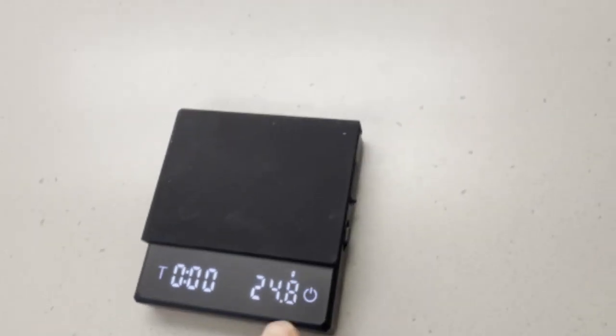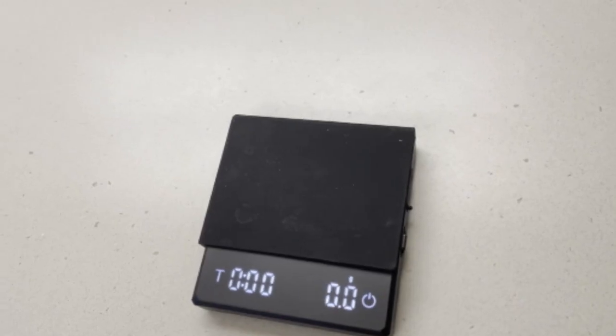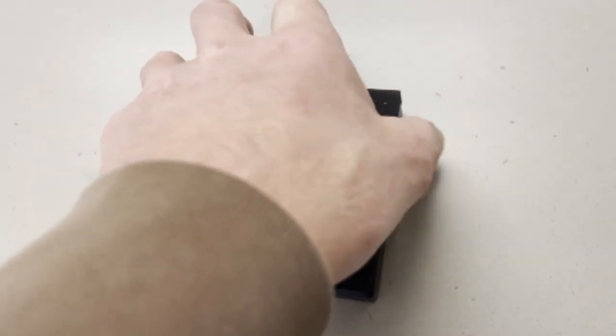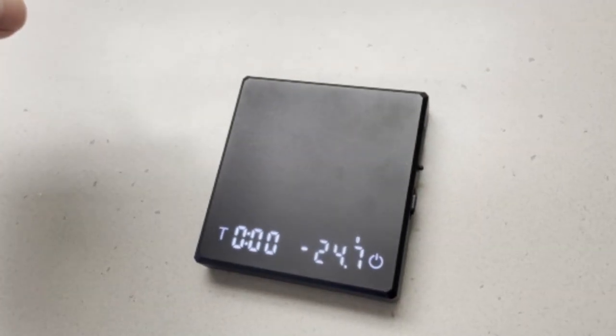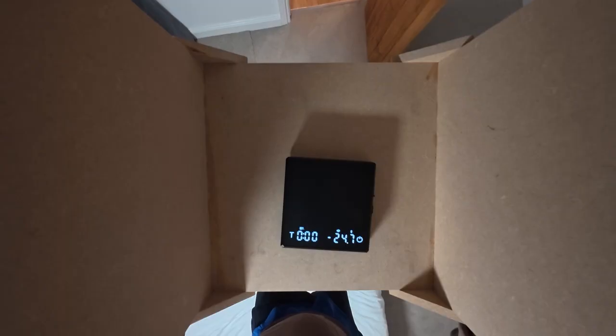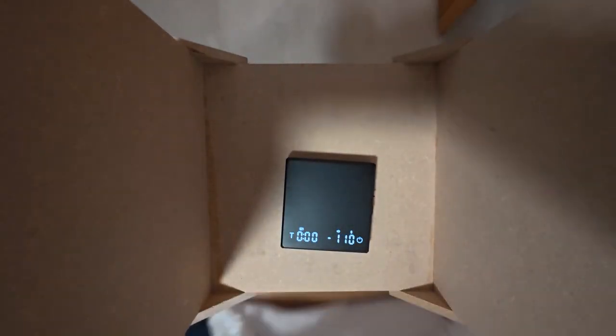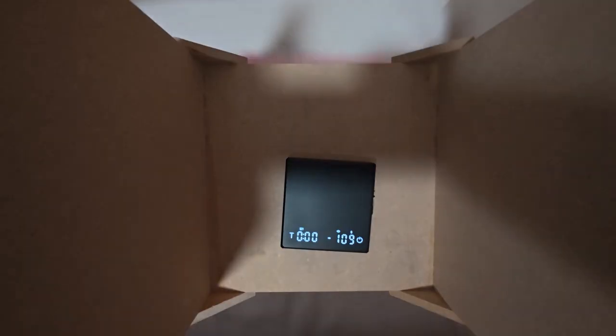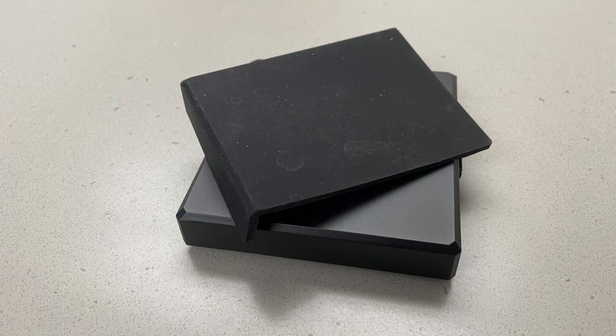For the last drop, I placed the rubber mat on the scale and zeroed it out, so that when I removed the mat, the scale registered minus 24.7 grams. When I dropped the scale this time, the weight went from minus 24.7 to minus 109 grams, which is the combined weight of the rubber mat and the top portion of the scale.